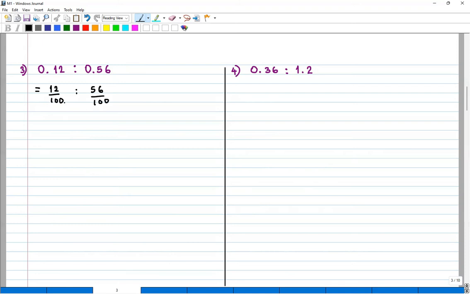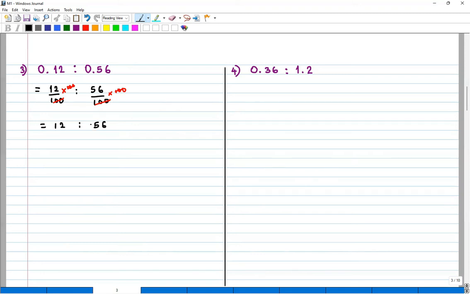Now, since the denominators are the same, 100 and 100, in short, we say that the LCM is 100. And when we multiply each part by 100, you see, if we say this times 100 and this times 100, we are going to remain with 12 to 56. You understand that? So we have 12 to 56.